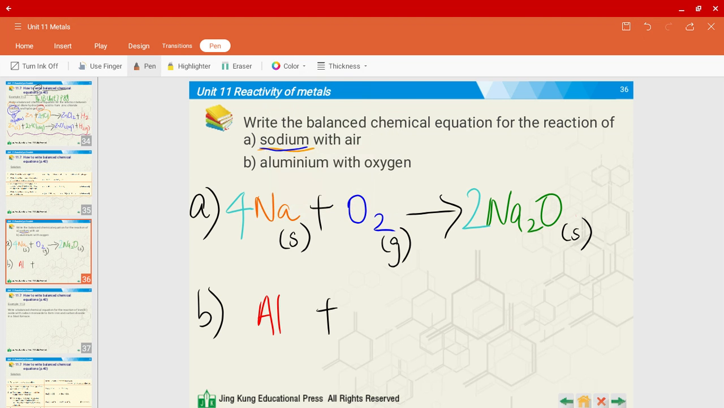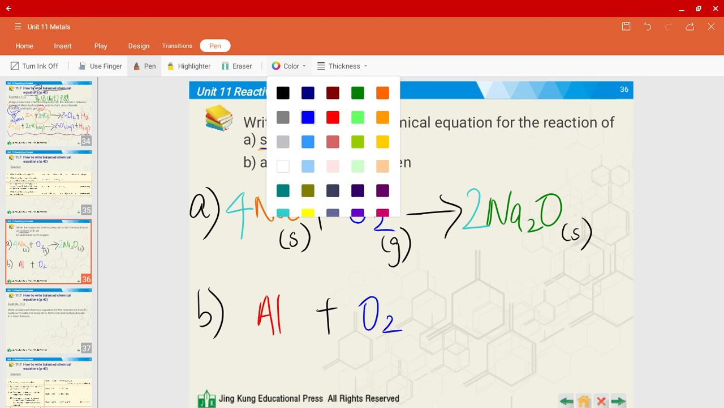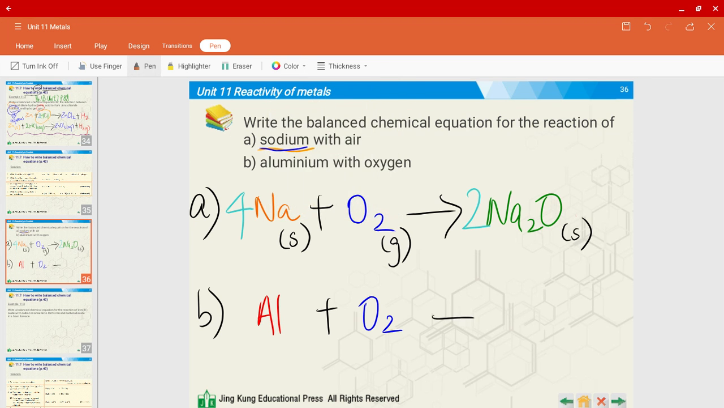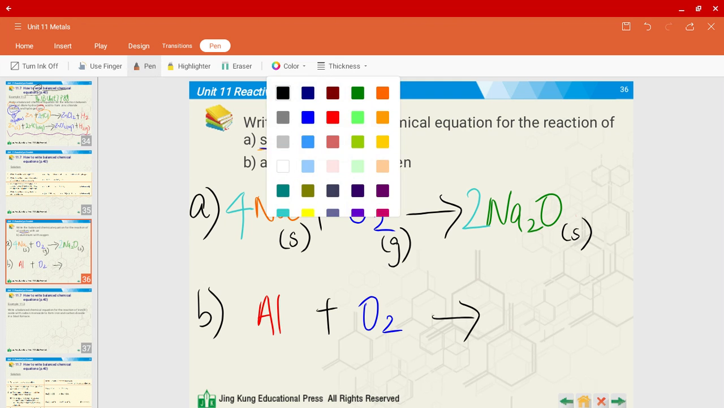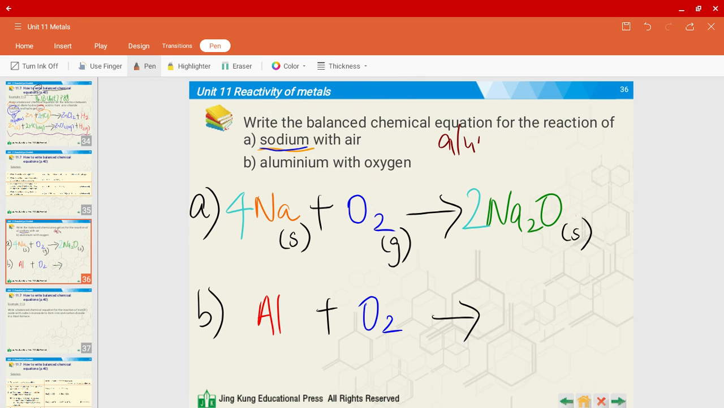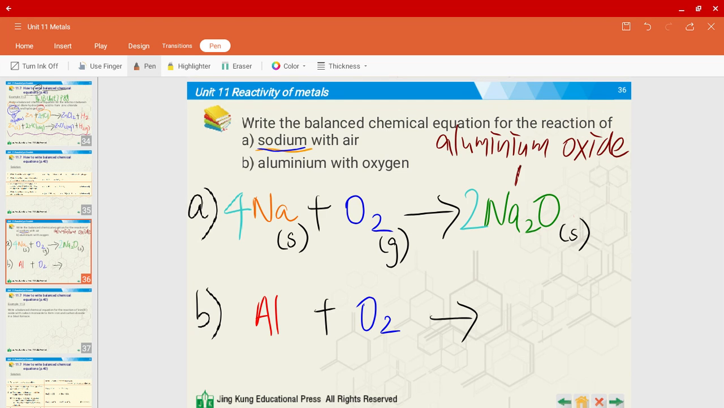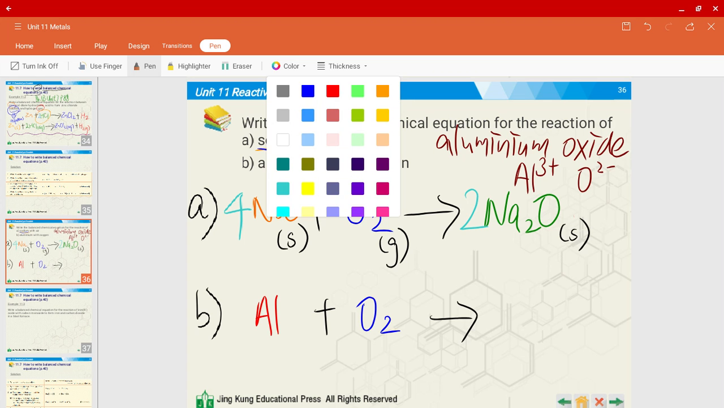Oxygen is O2. And then this time I'll get aluminium oxide. For aluminium oxide, I know that aluminium is Al3+ and oxide is O2-. Now guys, you do it by yourself. How can I balance this out? I'm just going to write down the chemical formula straight away.